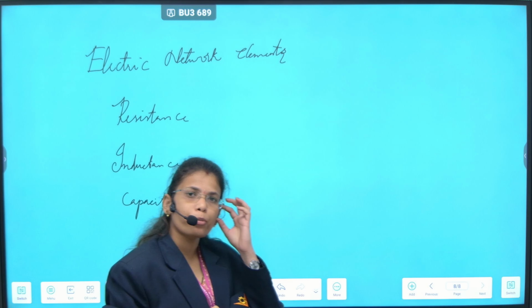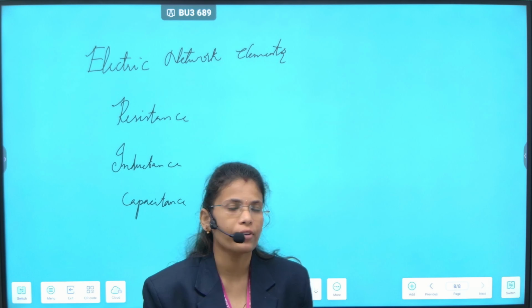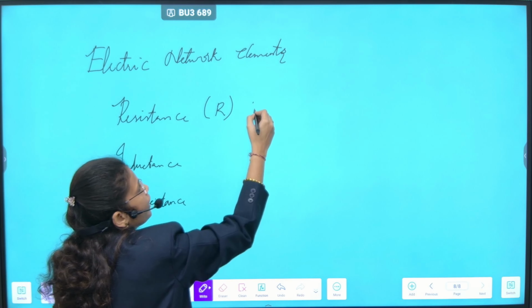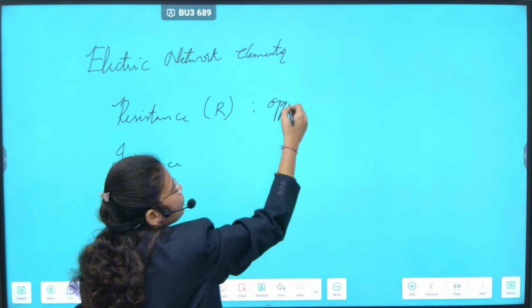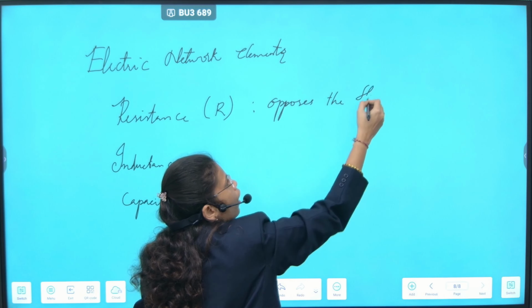Resistance is the property of a material which opposes the flow of current. Resistance opposes the flow of current.